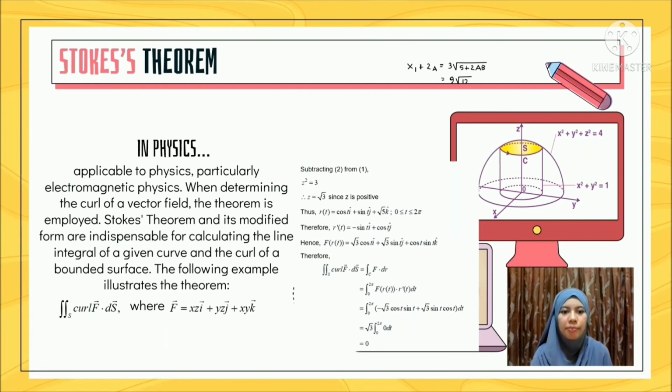And the following example illustrates the theorem, which is given as the double integral of the scalar product of curl F and dS, where the vector field F is equal to xz i plus yz j plus xy k.